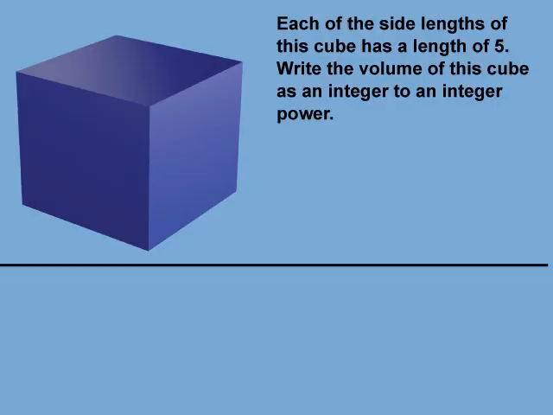Each of the side lengths of this cube has a length of 5. Write the volume of this cube as an integer to an integer power. The volume of a cube is summarized by this formula. V equals s cubed. The exponent is a positive integer. So to find the volume of a cube of side length 5, write 5 cubed, as shown here, and 5 cubed is equal to 125.